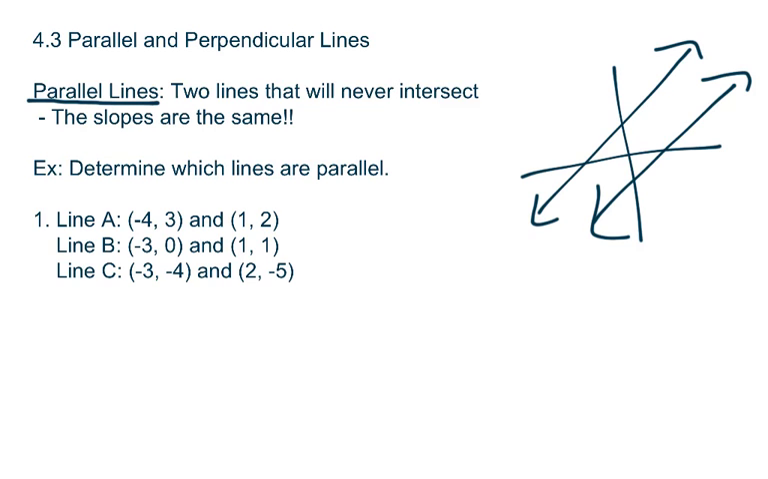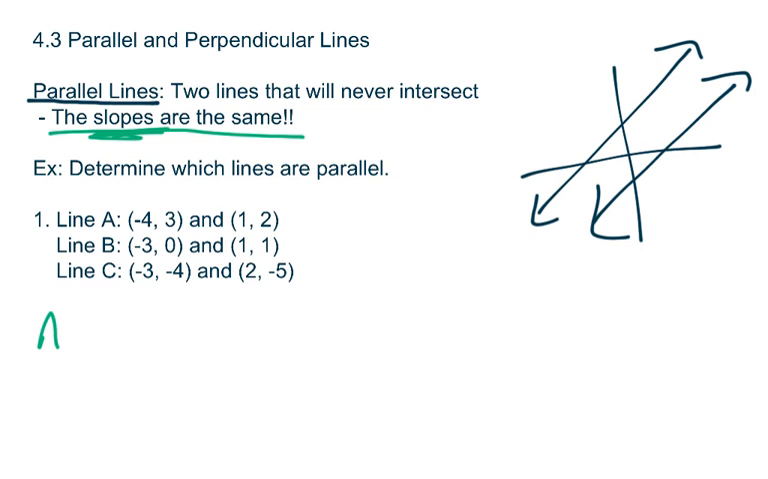The reason they're not going to meet anywhere is what I've got written down here. The slopes are the same. That is why the two lines will never cross. So like I said, the determining factor on whether two lines are parallel is the slope. In the first couple of examples here, determine which lines are parallel. What we need to do is find the slope, because if we have two lines that have the same slope, those are the two lines that are parallel.